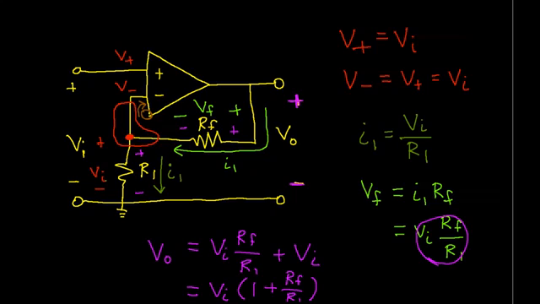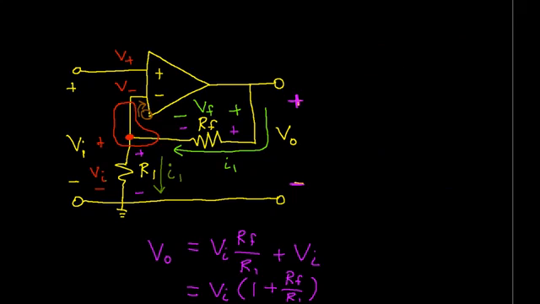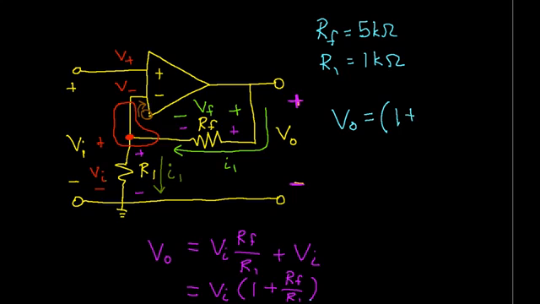So there you have it. That basically gives us the output voltage of this non-inverting op-amp circuit in terms of RF and R1. So, for example, suppose that we have the following component values. Let's suppose that RF is 5K ohms, R1 is 1K ohm. Then we plug the values for RF and R1 into our formula for the gain, and we get 1 plus 5K ohms over 1K ohm. That's 5,000 divided by 1,000, which is 5. So the gain of the op-amp circuit is going to be 1 plus 5, which is 6.